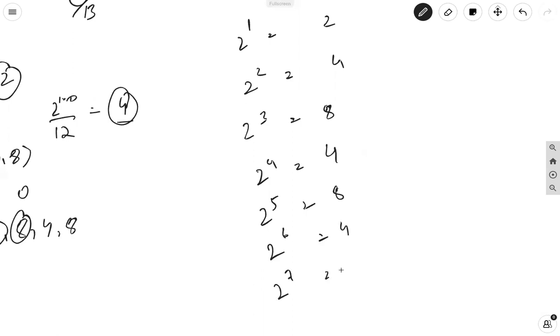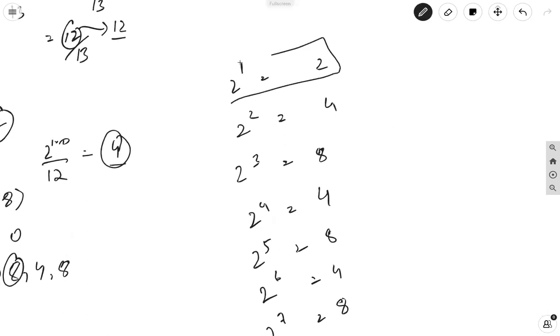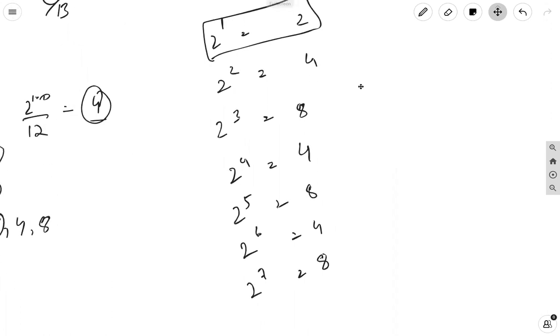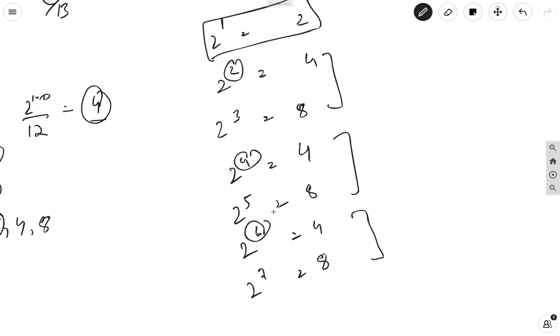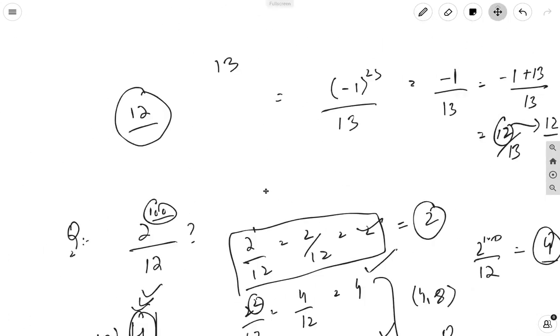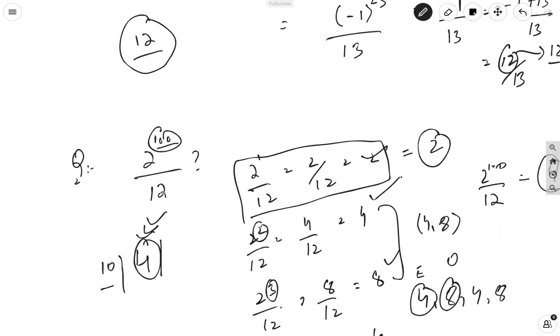Then again, the remainder is 8. So the takeaway from this is, ignore the initial ones, right? After this, there is a pattern 4, 8, 4, 8, 4, 8. So for every even power of 2, the remainder is 4. And for every odd power, the remainder is 8, right? Now, if you move to the question, you have 2 power 100 over 12. This is an even power, and divided by 12 will always give a remainder of 4. Got my point? Yes, got it.